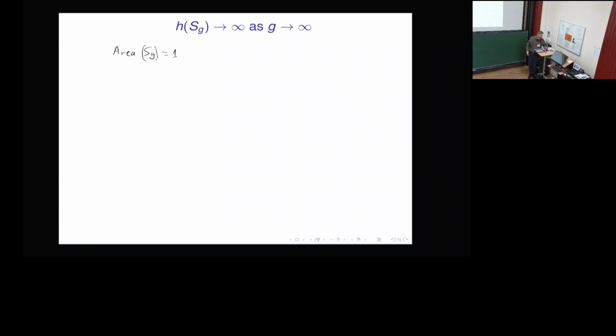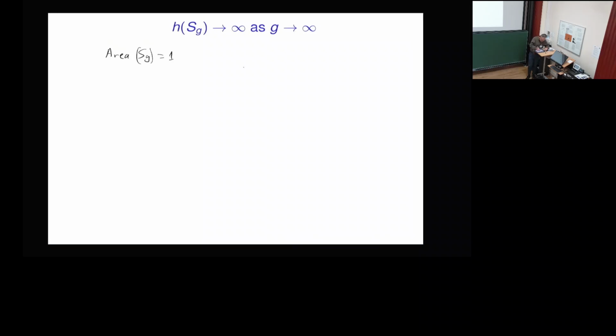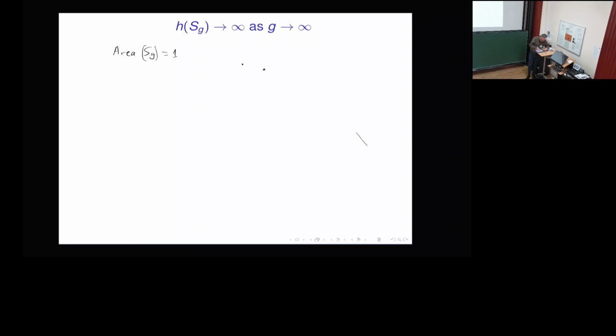I haven't created the surface yet, but you can guess how I'm going to create it. So I have my expander graph, and now I'm going to replace, and there is flexibility in how you do that, each vertex with a small sphere with, say, 3 holes. And now every time you have an edge, you can either glue the holes or add a small tube, it doesn't matter, to join them. And now what is the idea?